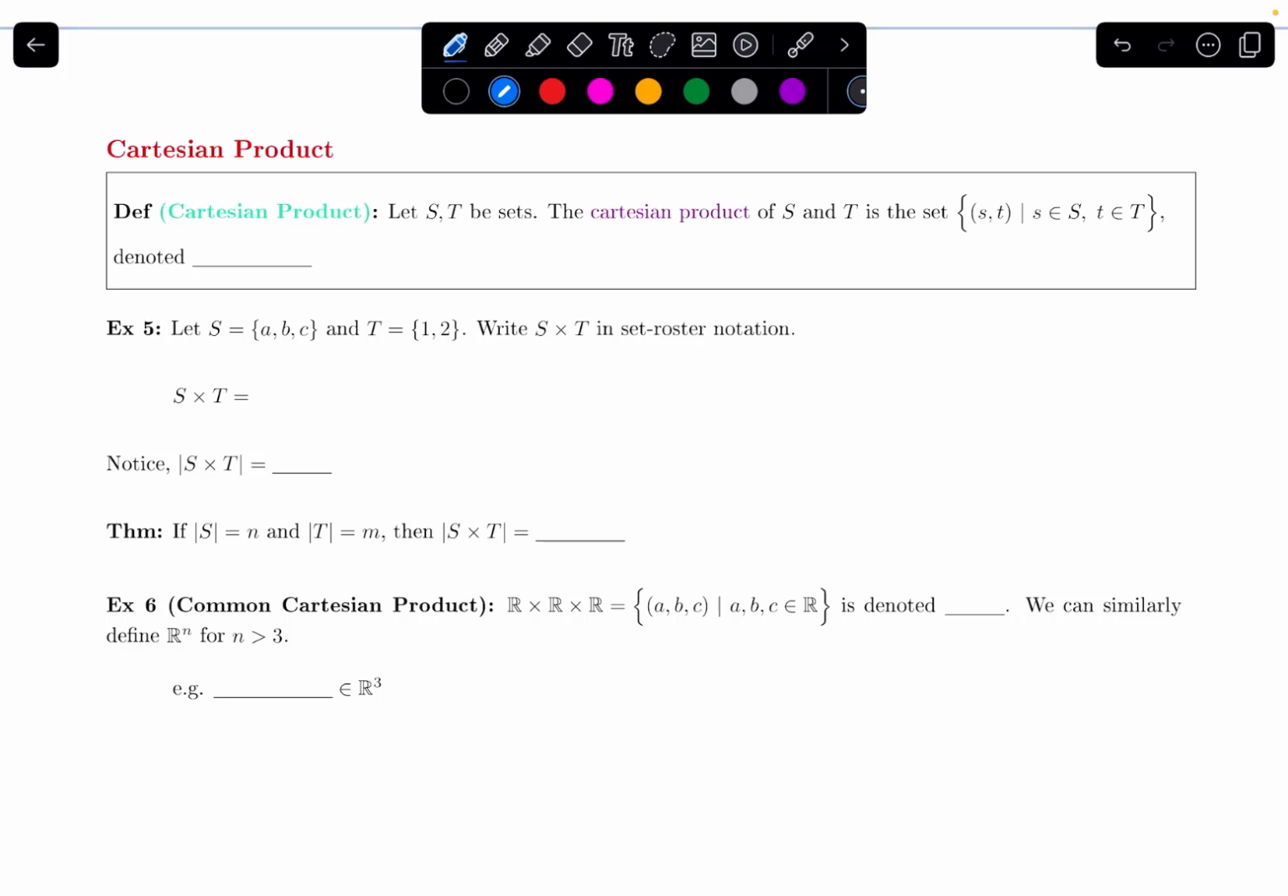In this video, we will talk about the Cartesian product. So let's start with the definition. Let S and T be sets. We say the Cartesian product of S and T is the following set.